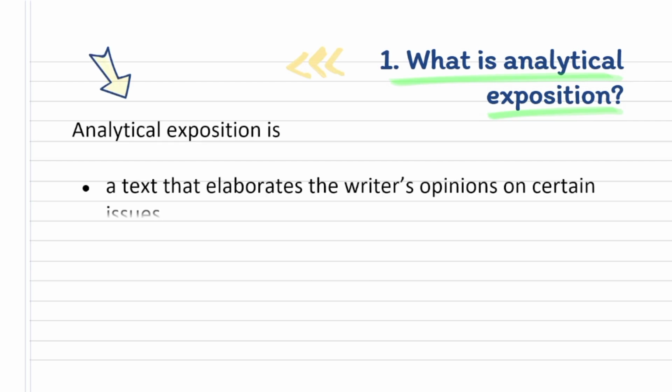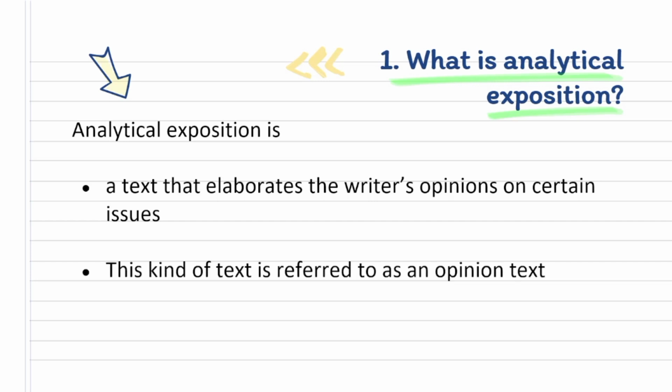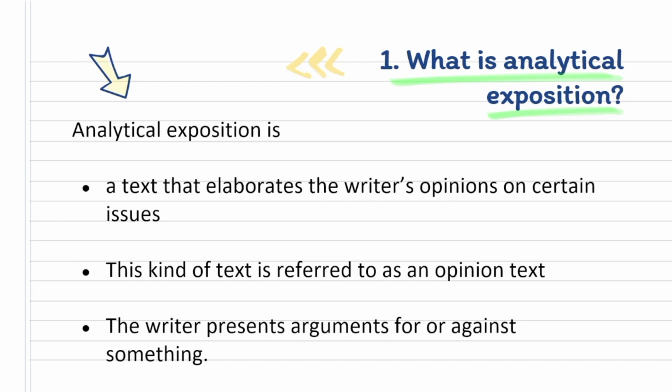Analytical exposition is a text that elaborates the writer's opinion on certain issues. This kind of text is referred to as an opinion text. The writer presents arguments for or against something, so the writer should choose either for or against one point of view.